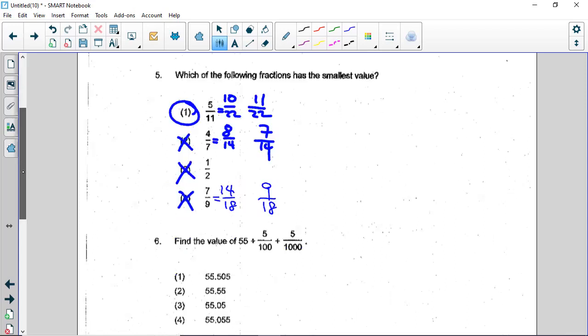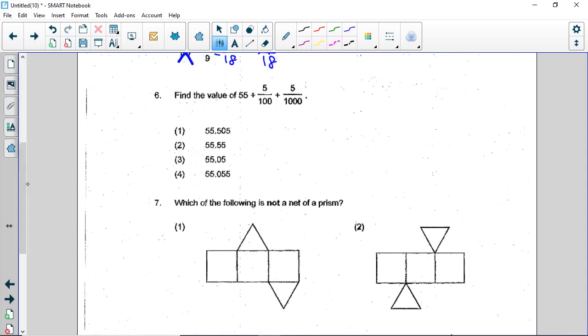Okay. Next one. Question number 6. What is the value of this? Do not do mental sum. Okay. You do mental sum, you're going to get yourself into trouble. So what do you do? Change the whole number into a decimal. What is 5/100? 0.05. Okay, what is 5/1000? 0.005.